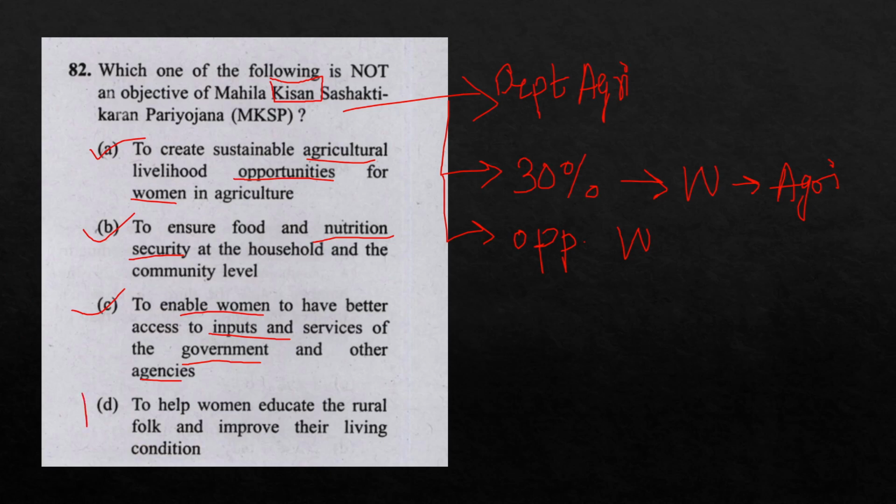Now look at the fourth statement. It says to help women educate the rural folk and improve their living condition. Now you can see there is this term educate over here, right? But here we are talking about providing opportunities in agriculture, right? So the last statement is wrong, and that is why D is the answer. Which of the following is not right? So our answer is D.